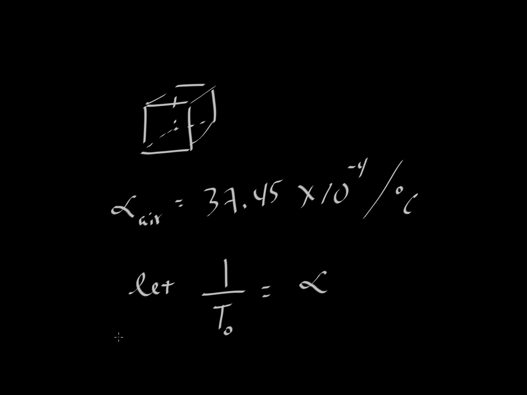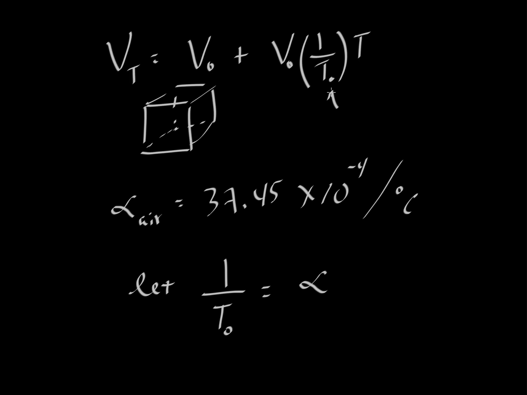If we rewrite Charles' law, then it would be V at some temperature is equal to V naught plus V naught times 1 over T naught multiplied by T. So remember that this is simply equal to alpha. And we're just curious about what value of temperature here would allow us to recover this value for air. And it ends up that if T naught is equal to 267 degrees centigrade, then that will give us the value that Charles obtained.